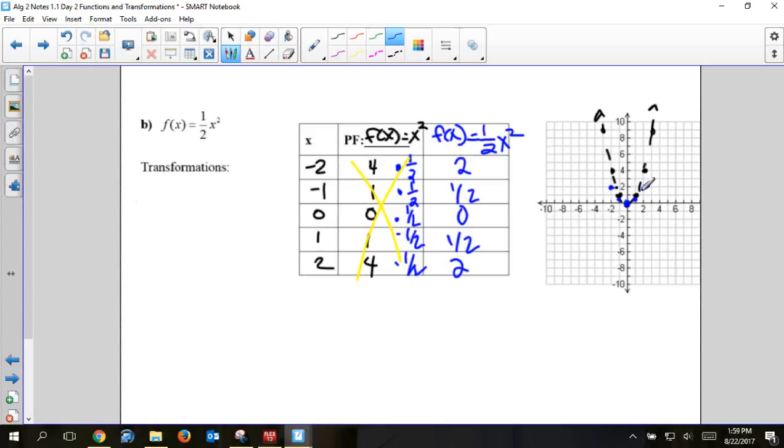Since I'm multiplying by 1/2, let me pick something that would work out pretty easily. Maybe I'll plug in 4. I've already done 2. I don't want to plug in 3 and multiply by 1/2, so I'll plug in 4. If I plug in 4 for x and I square it, I'm going to get 16, and then I take 1/2 of that, I'm going to get 8. So 4, 8 is another point on there. If you feel like you need more points, you can always add more points.